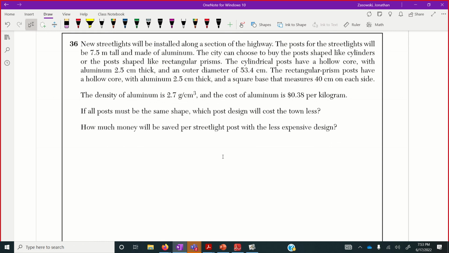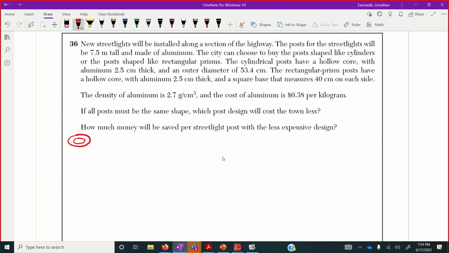So new streetlights will be installed around the section of the highway. The posts will be 7.5 meters tall, made of aluminum. And the city can either do cylindrical posts or rectangular prisms. So if we do a cylindrical post, what we need to realize is that there's a hollow on the inside.